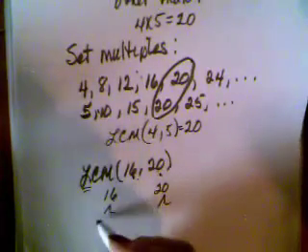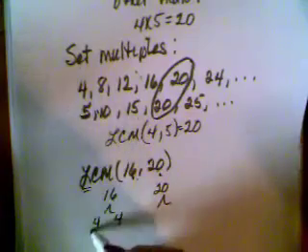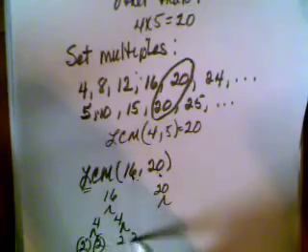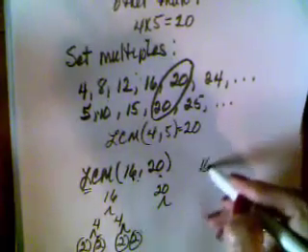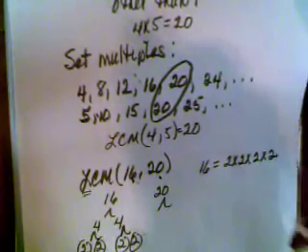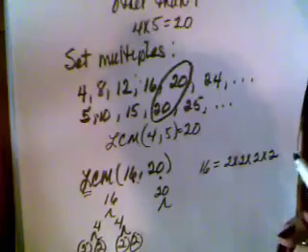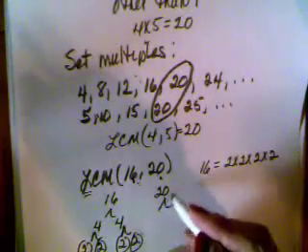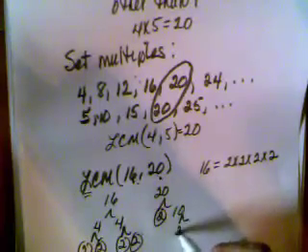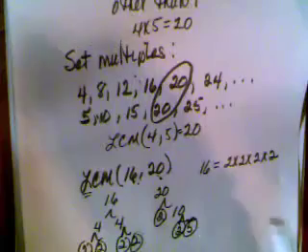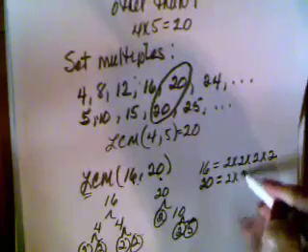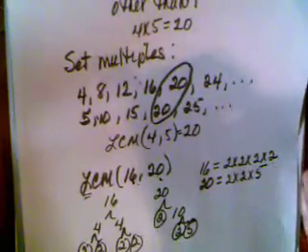So I break 16 down into 4 times 4, and I break 4 down into 2 times 2. So the prime factorization for 16 is 2 times 2 times 2 times 2. Then I do the prime factorization for 20, which is 2 times 10. 10 is 2 times 5. So the prime factorization for 20 is 2 times 2 times 5.